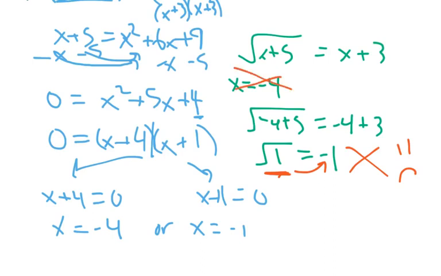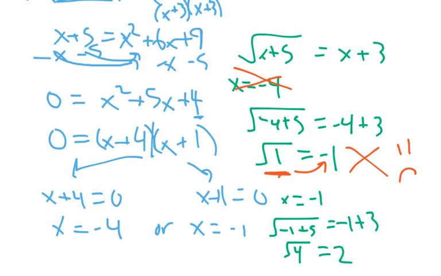So that means that x equals negative 4 is an extraneous solution. We try x equals negative 1. Square root of negative 1 plus 5 is equal to negative 1 plus 3. Square root of 4 is equal to 2, which is a true statement, so this is good. And this is our only actual solution.